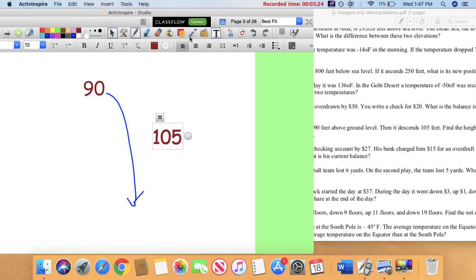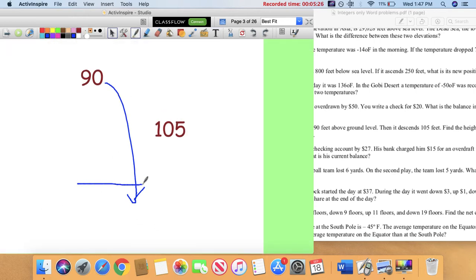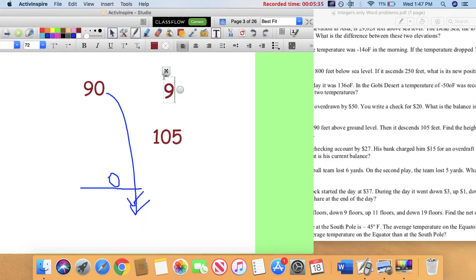Well, at some point, this is 0. At some point, you're going to pass 0 and you're going to be below here. So how far down are we? Well, the expression should have been 90 positive plus, and the descent is negative 105, because you're going down. So 90 plus negative 105, well, there are more negatives. How many more? 15. And that is your answer.